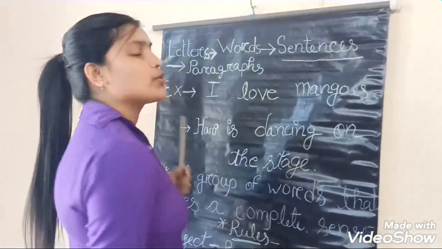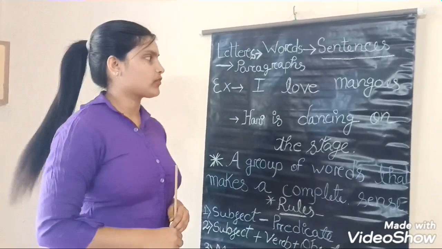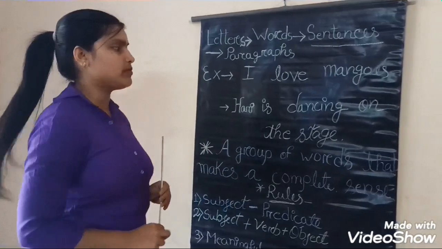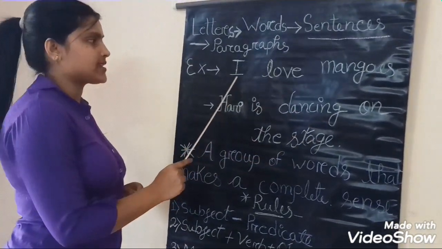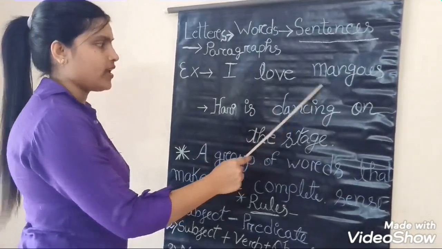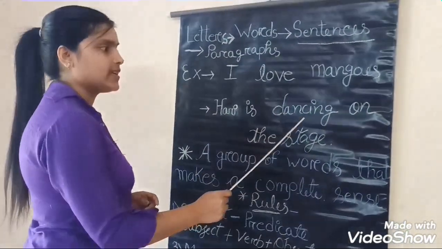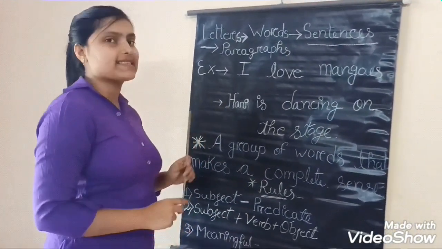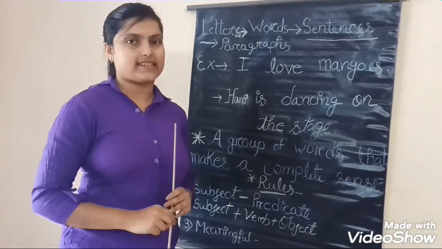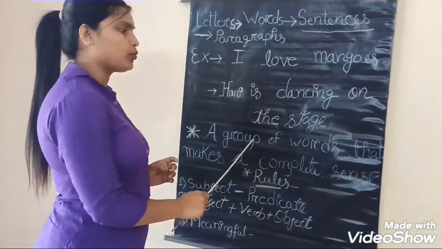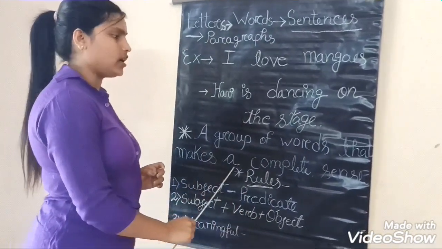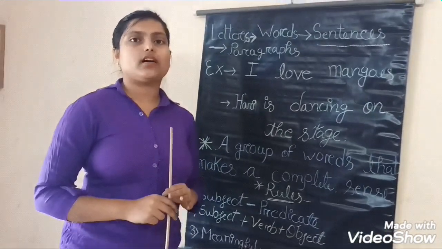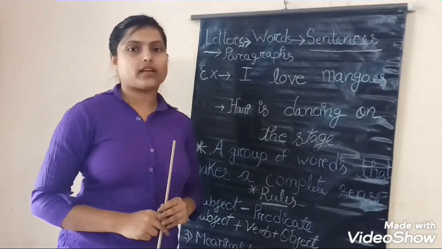So, what are sentences? To answer this question, let us have a look at a few examples that I have mentioned here. The first one is, I love mangoes. And the second one is, Hari is dancing on the stage. After looking at both the examples, we have got a clear idea about a sentence: it is a group of words that makes a complete sense. Therefore, a sentence means just a cluster of a few words that will make a meaningful sense.